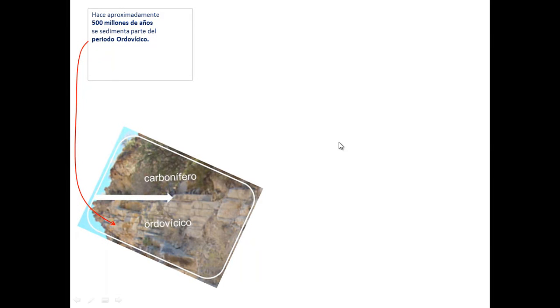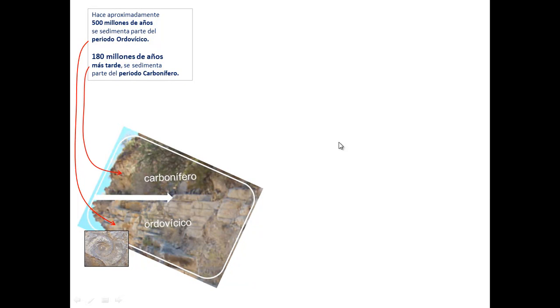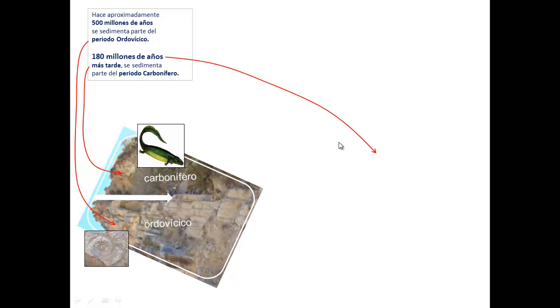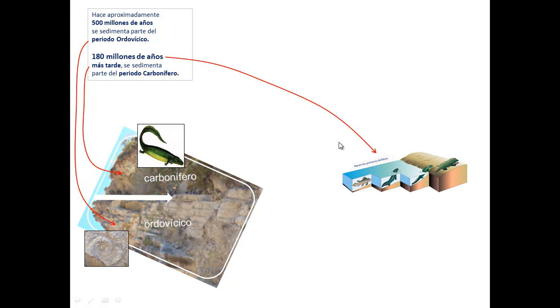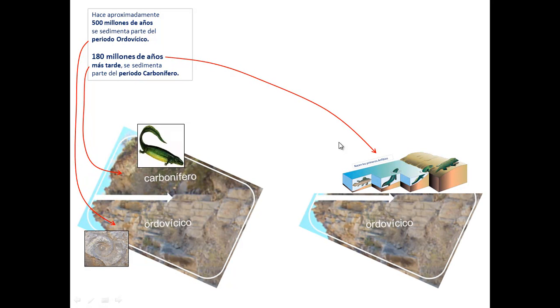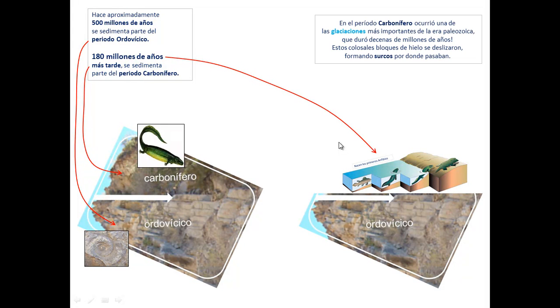500 million years ago, roughly, part of the Ordovician period was sedimented with fossils like this, and 180 million years later, part of the Carboniferous period, where the reptiles lived, was sedimented. Now, what happened with the 180 million years of sedimentation, the time in which fishes and amphibians appeared in the world? Well, they were sedimented, but why is this sedimentation not here?